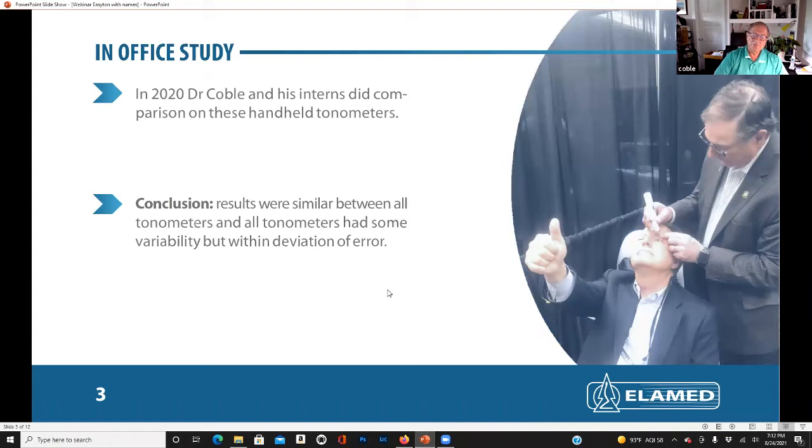There are several ways of doing that. I took it upon myself, with some of my interns, when Tom introduced me to the EasyTone, to see how it compared. We know that every handheld tonometer is compared to Goldmann applanation tonometry to get their FDA and ISO approvals. But I wanted to see how each handheld compared to each other. My conclusion was that there are a lot of similarities between some, but a little bit of deviation in some of the errors.